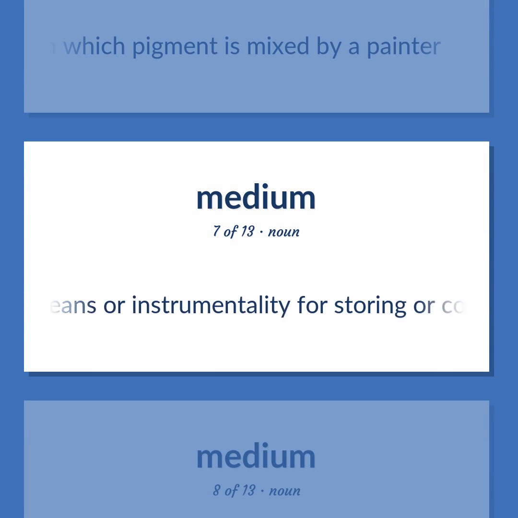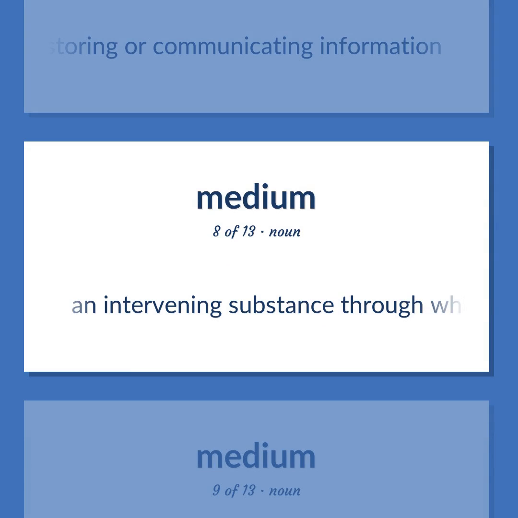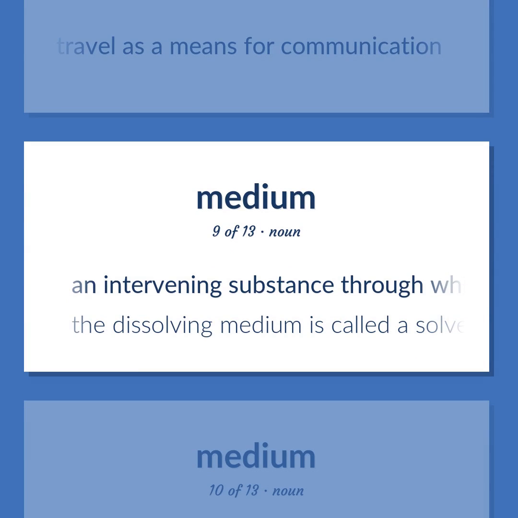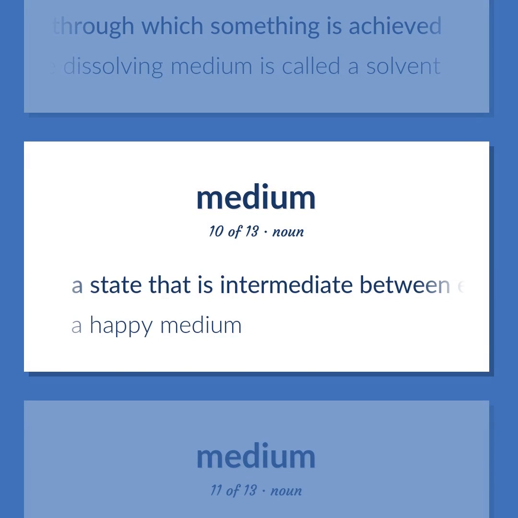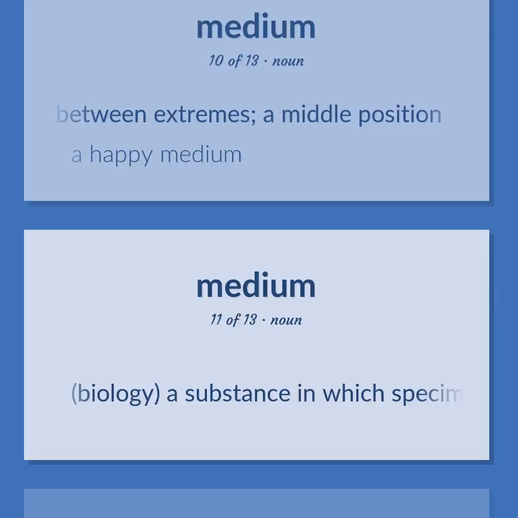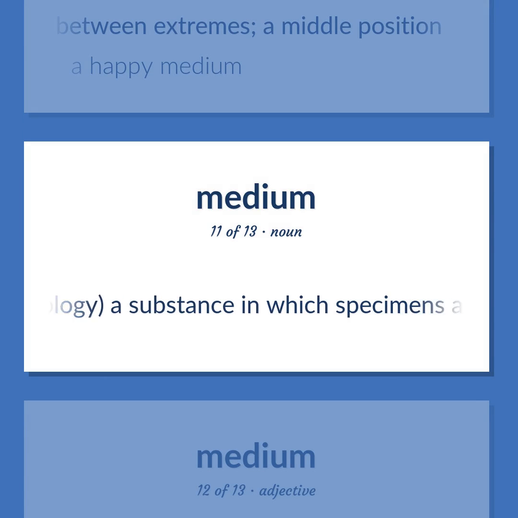A means or instrumentality for storing or communicating information. An intervening substance through which signals can travel as a means for communication. An intervening substance through which something is achieved. The dissolving medium is called a solvent. A state that is intermediate between extremes, a middle position. A happy medium. Biology. A substance in which specimens are preserved or displayed.